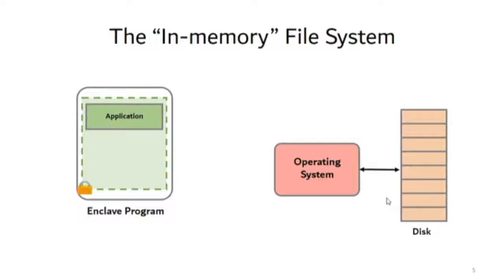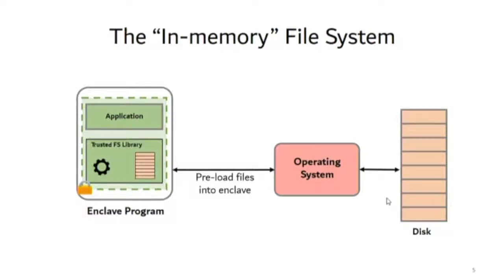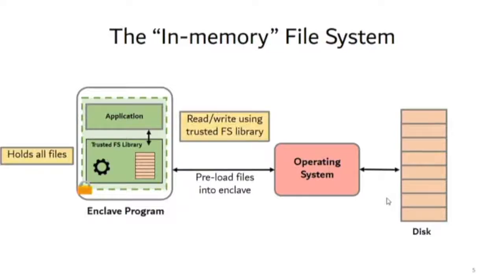So a lot of people in academic research propose a new file system which they call the in-memory file system. The in-memory file system is very similar. What would happen is, instead of reading from the operating system during program initialization, the process is going to preload all the required files into the enclave and save them within the enclave memory space. So that means that, for example, if you have to access a.txt and b.txt, you're just going to read the whole files into memory before program execution, and then read and write everything inside memory. And then when the program terminates, you're just going to dump everything back to the disk, again using system calls and the operating system.